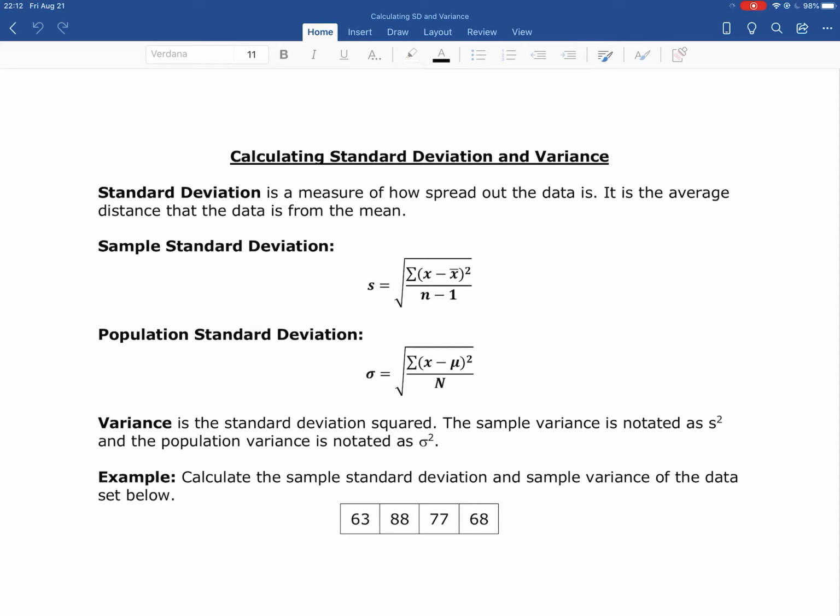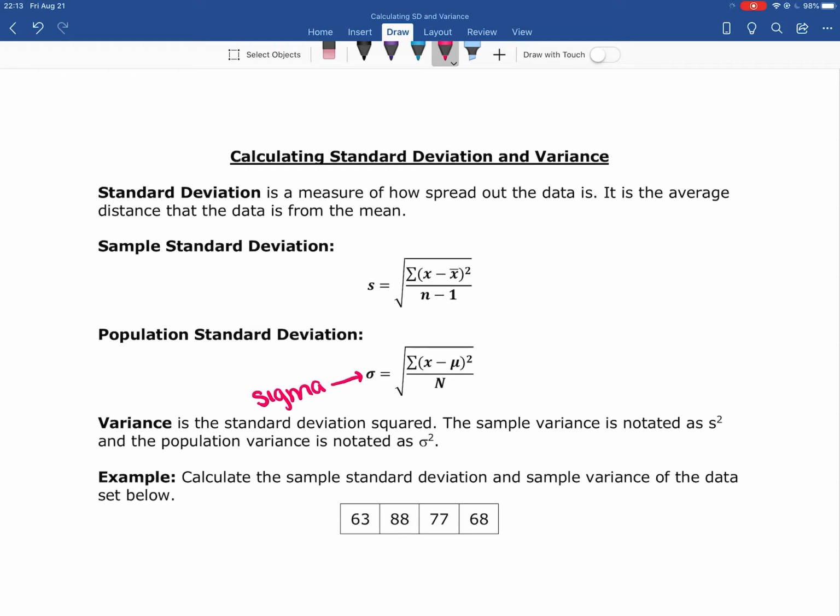The variance is simply the standard deviation squared. The sample variance is notated as s squared because it is the sample standard deviation s, squared, and the population variance is notated as sigma squared. This little funky looking O is called sigma. Let me write that down. This guy, I'm going to write it down over here. This guy is called sigma.